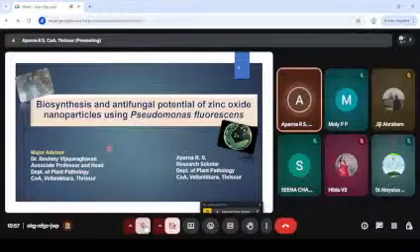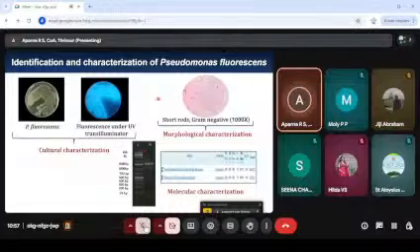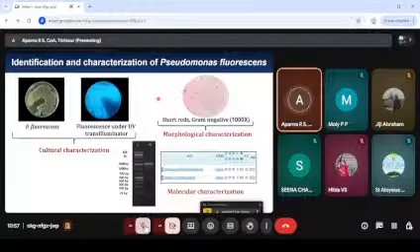With that, let me introduce my topic of presentation, that is biosynthesis and antifungal potential of zinc oxide nanoparticles using Pseudomonas fluorescens. Myself, Aparna R S, research scholar at Kerala Agricultural University. So initially, identification and characterization of Pseudomonas fluorescens was done.